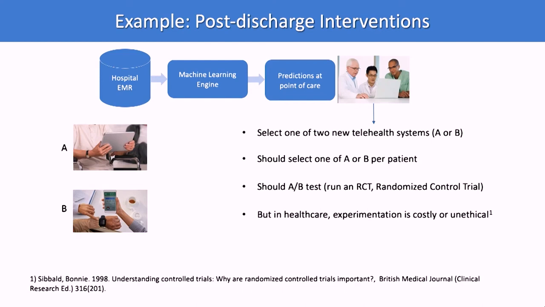How many of you here are familiar with RCTs or A-B tests? I just want to make sure the terminology is clear. We just randomize a decision. Good. So randomize the decisions. Okay. So in a healthcare organization, this is pretty hard to do.